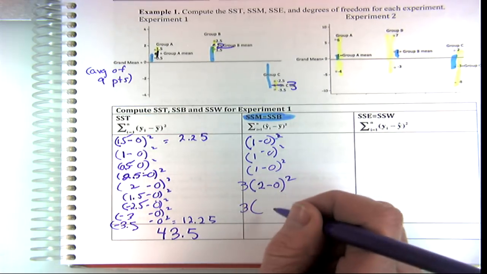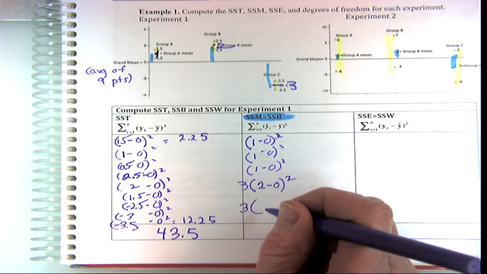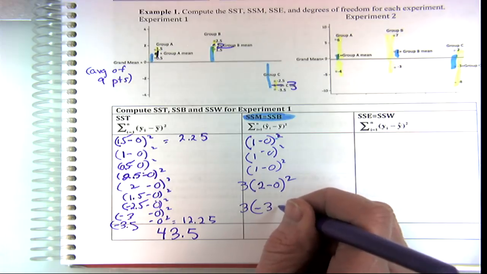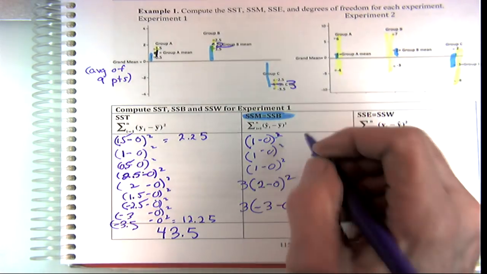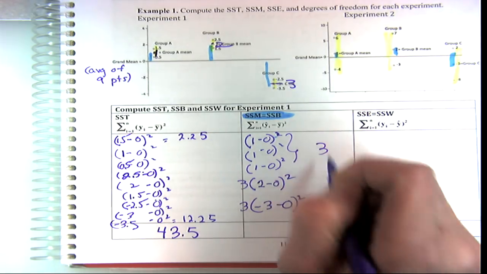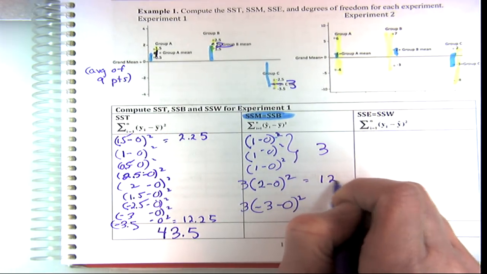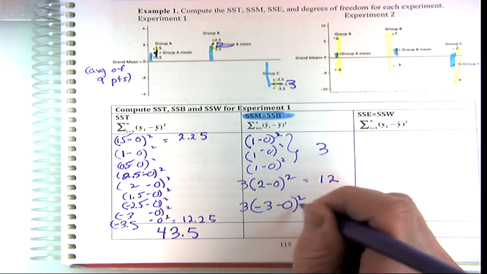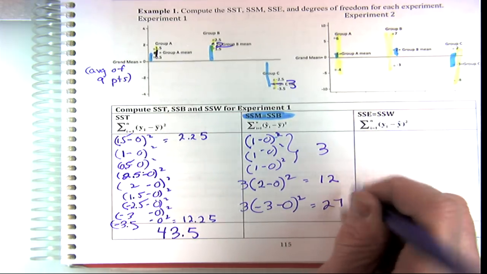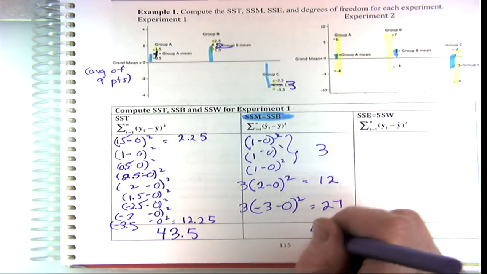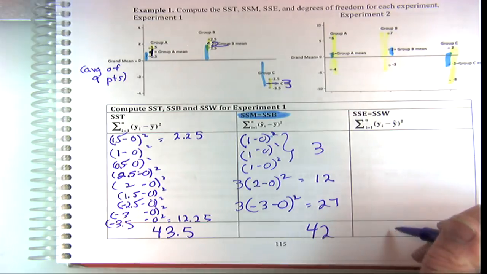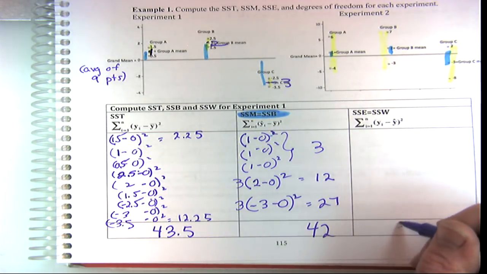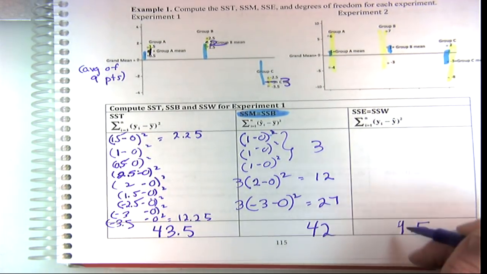And for the next 3 points, what's their predicted? Negative 3. And then we have minus 0 squared. So we'll add all those up. This is 3. This is 12. And this is 9 times 3 is 27. We add all those up, and that's 42. See how much that explains almost everything? Our error should be what? What do you think this is going to end up being? 1.5. Let's just figure out, though.